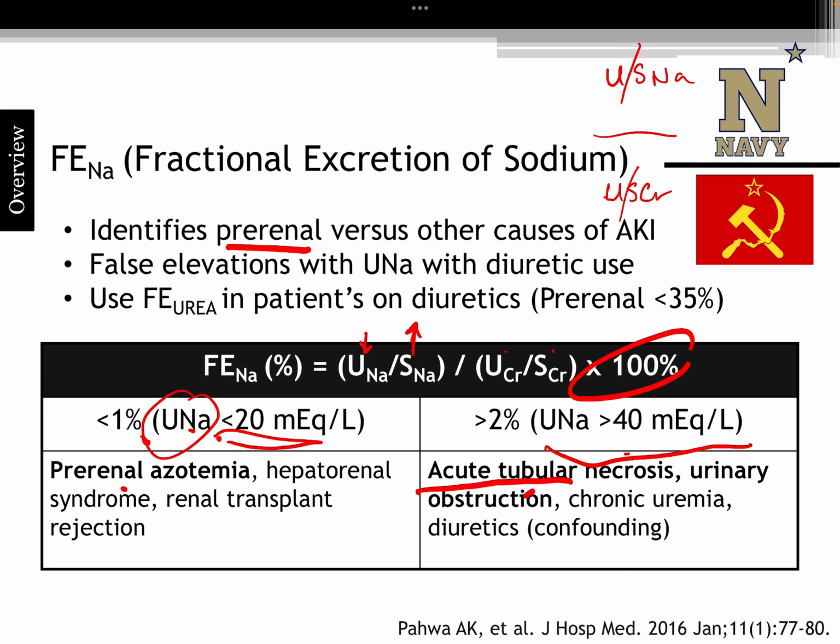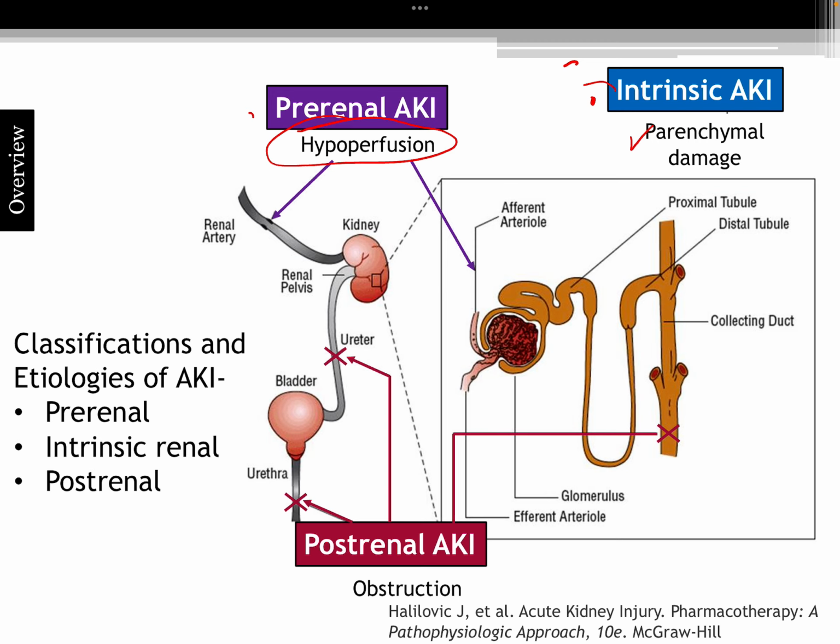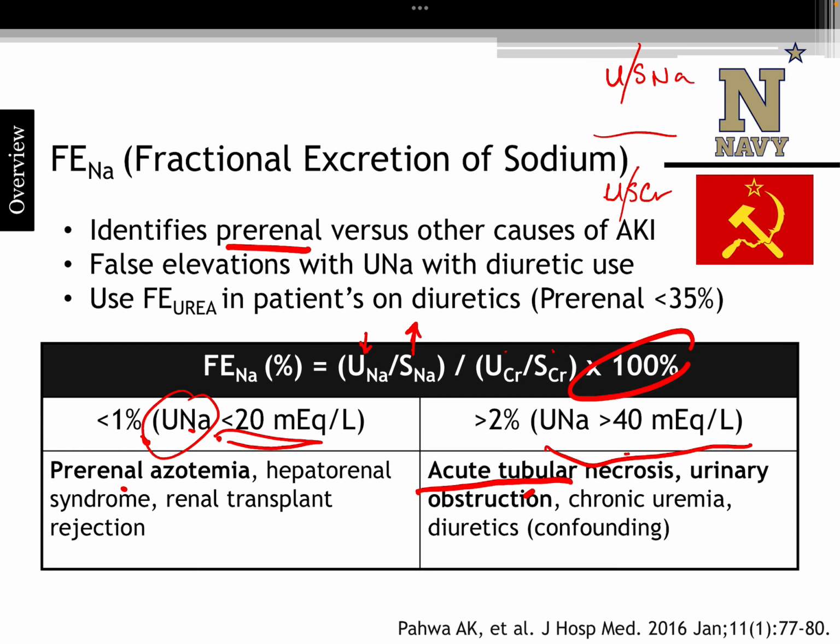Now, there's always somebody who asks, and it is a really good question, why is it not less than 2% and greater than 1%? This area in the middle really is the time period whenever somebody has extended hypoperfusion that is starting to lead to parenchymal damage. Now, whenever we talk about intrinsic AKI, these are known as ischemic ATNs. But as you're transitioning from a prerenal state without any parenchymal damage to an intrinsic renal state where there is parenchymal damage, you might find that the patient's FEna is between 1% and 2%.